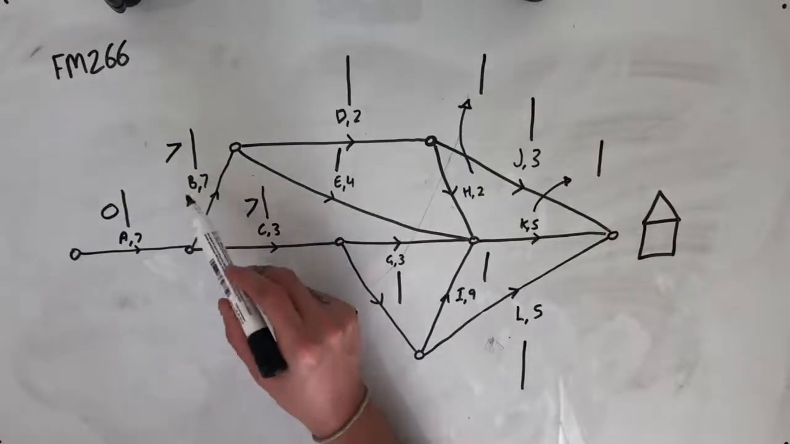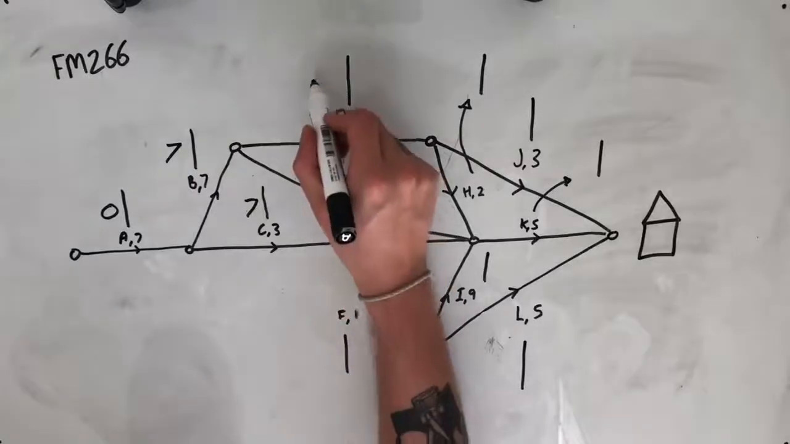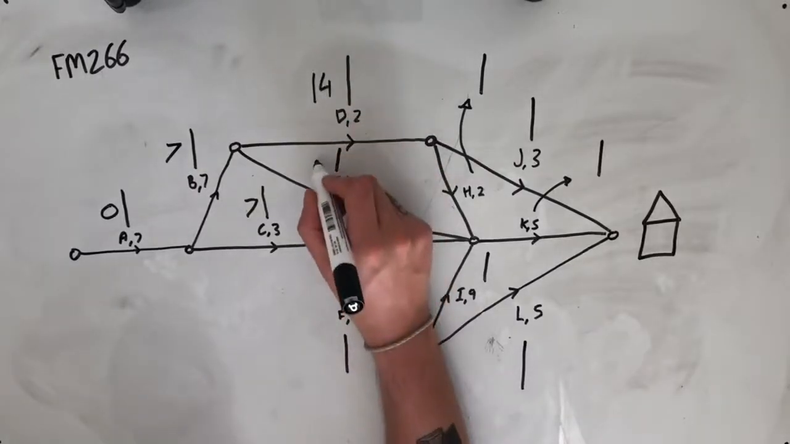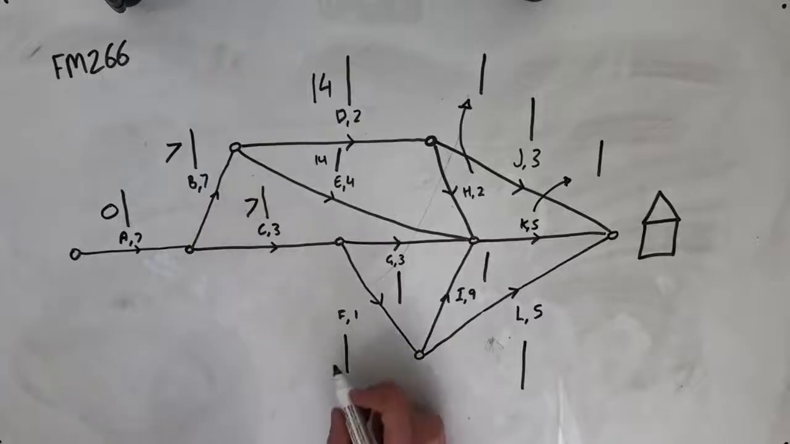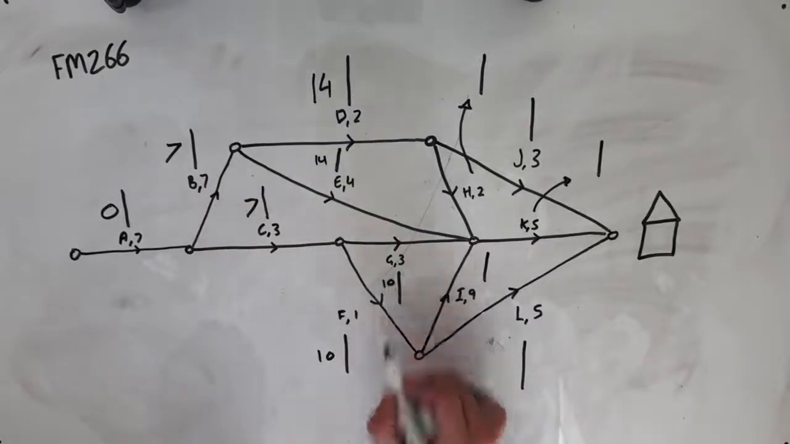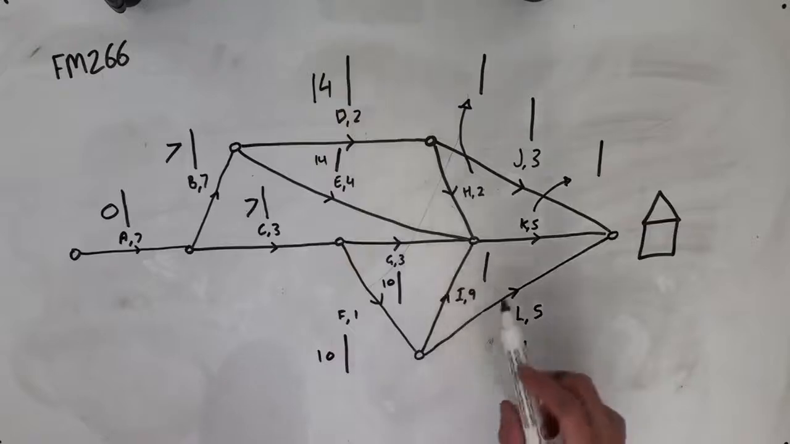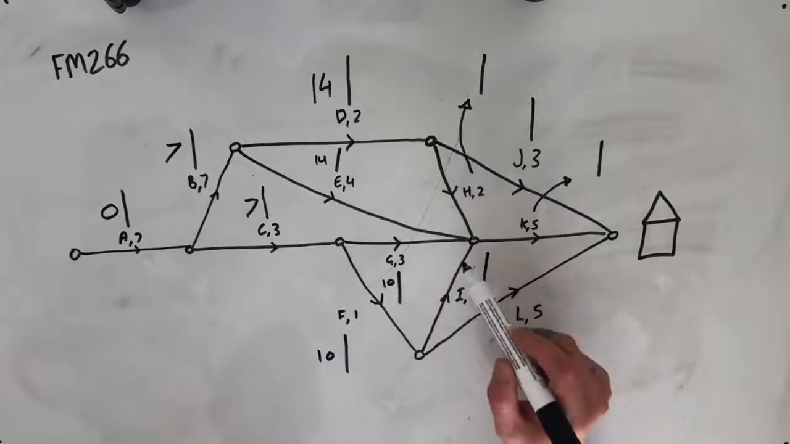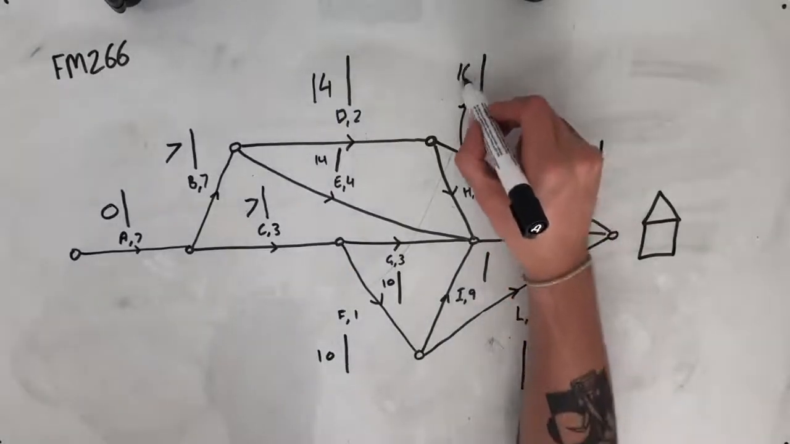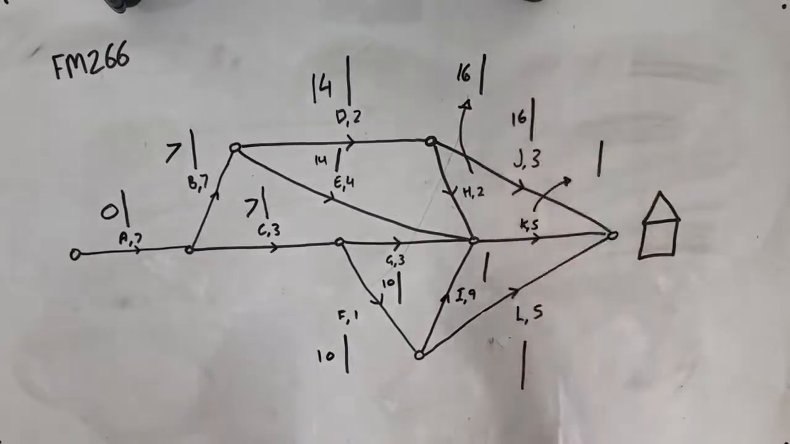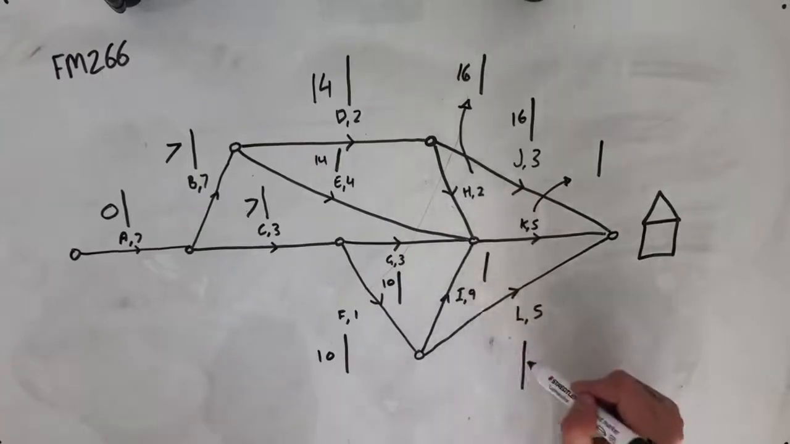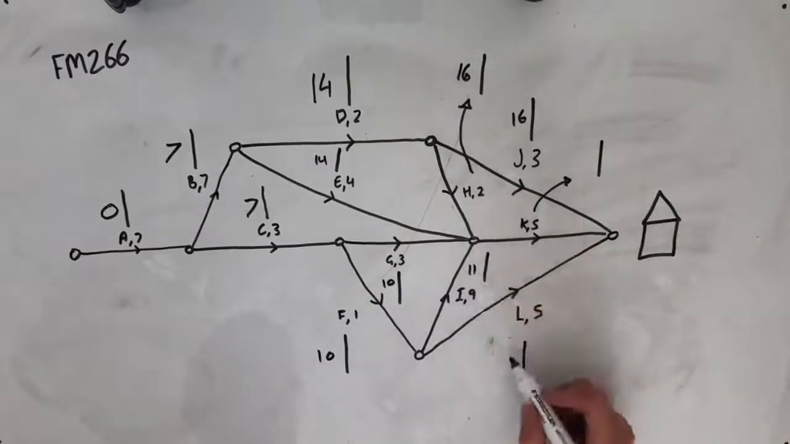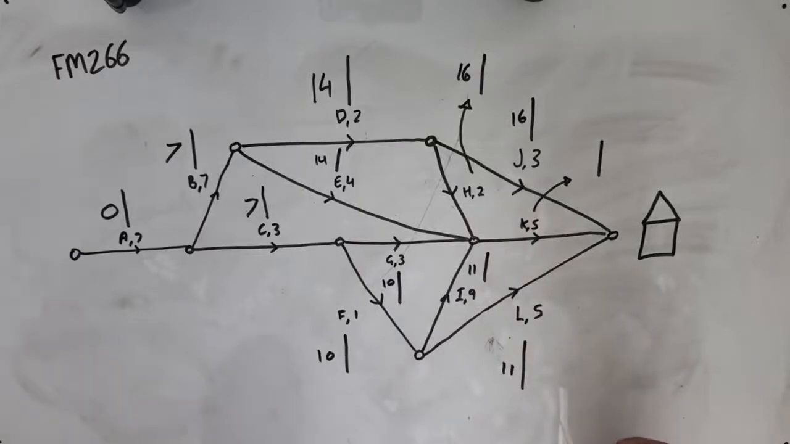After B starts, if B was to start on the 7th day and take 7 days, that means that we're going to have earlier starting times for D and E of 14. F and G are going to have earlier starting times of 10. Moving over to H and J, they're both going to have earlier starting times of 16. From here, I and L will have earlier starting times of 11 and 11.